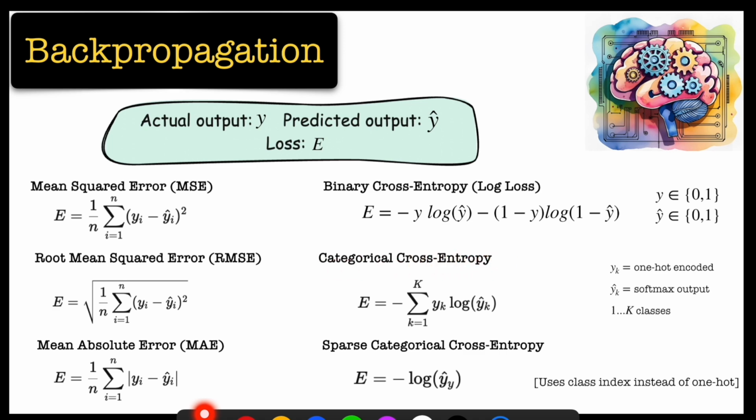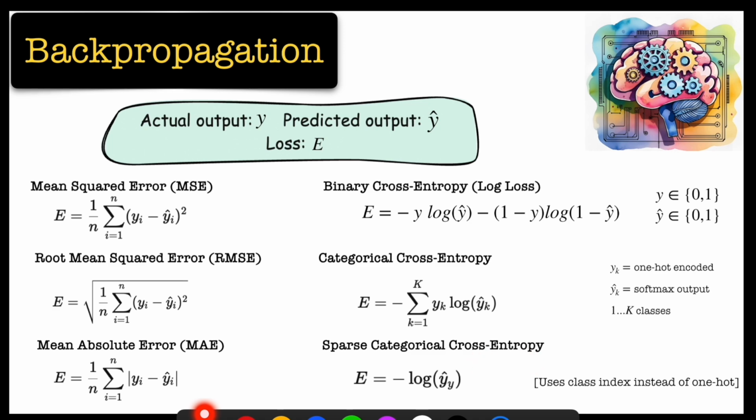Categorical cross entropy and sparse categorical cross entropy are used in multi-class classification. If you have seen my multi-class classification video, there I discussed the softmax and the one hot encoded representation of the output. We have k classes, let's say 1 to k. The loss or error will be the negative sum over all the classes of yk log y hat k, where yk is the actual output, one hot encoded, and y hat k is the predicted softmax output.